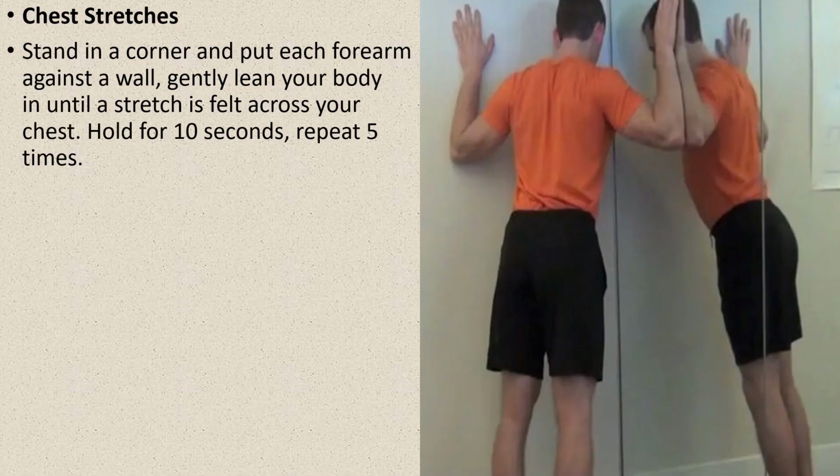Okay, chest stretches. Stand in a corner and put a forearm against a wall. Gently lean your body in until a stretch is felt across your chest. Hold for 10 seconds, repeat 5 times.